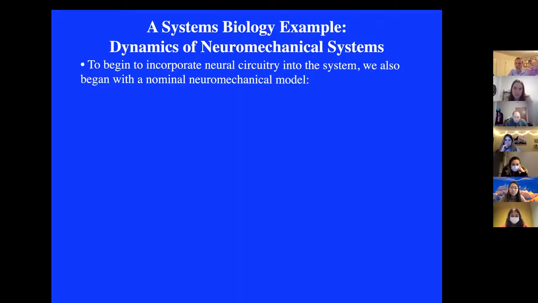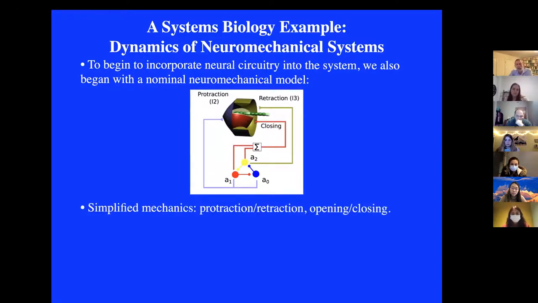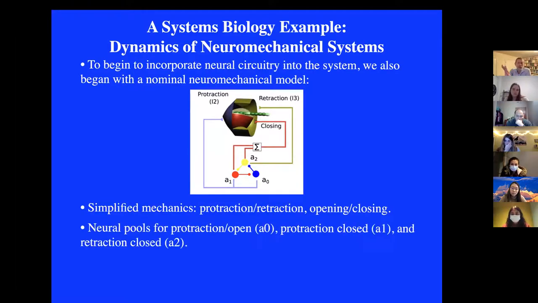But we did the same cycle. Instead of putting in super detailed, very elaborate neural models, we started off with much more nominal neuromechanical models. So the neuron pools are represented by these three brightly colored circles there, A0, A1, and A2. And you can see a very simplified representation of the feeding apparatus, which can open, close, or move forward and back. Okay, so we have simplified mechanics, and then there are these three pools, one for protracting, moving forward, open, being closed as you protract, and then retracting, closed.